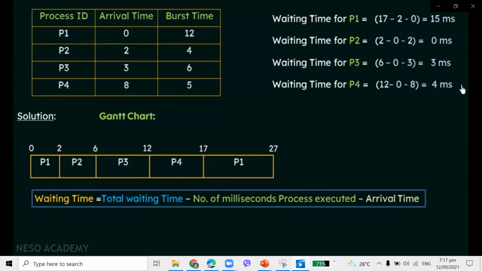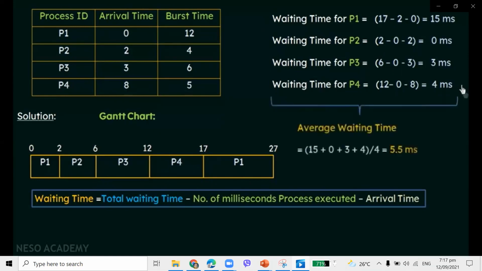Now we can easily calculate the average waiting time. So the average waiting time is 15 plus 0 plus 3 plus 4 divided by the total number of processes, which is 4. And that gives us 5.5 milliseconds. So this is the average waiting time for the processes P1 to P4. So we are getting 5.5 milliseconds.